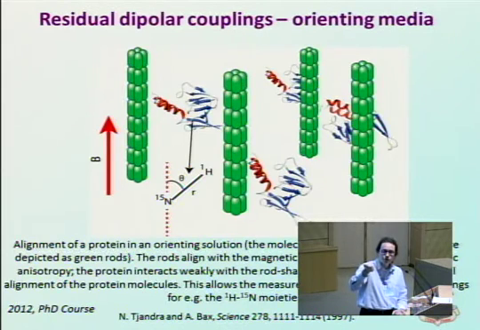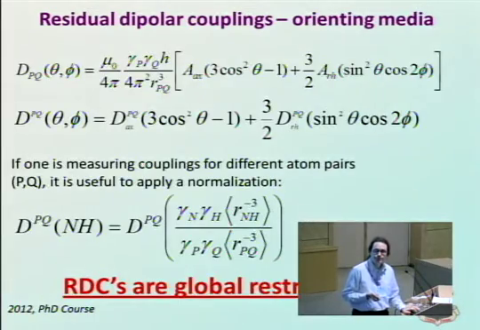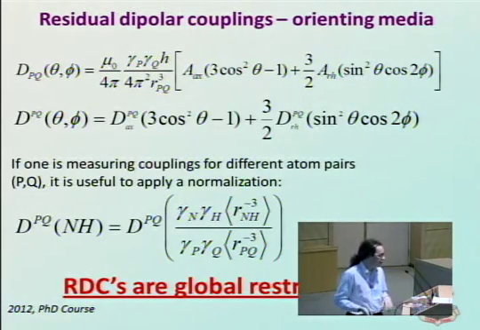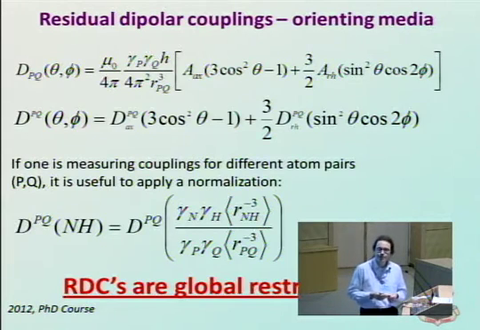You just need to measure the J coupling in the presence of the orienting media, and in the absence of it, you take the difference. What's left is the effect of partial alignment. And this is a very accurate measure that you can take. And so these are the equations. You will find them in any good recent NMR book, actually.